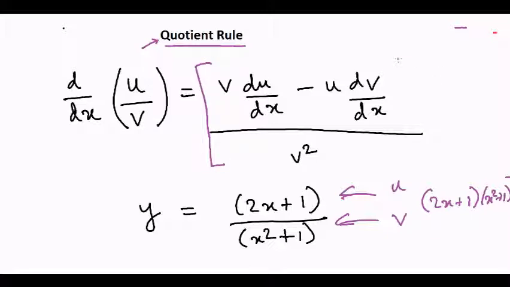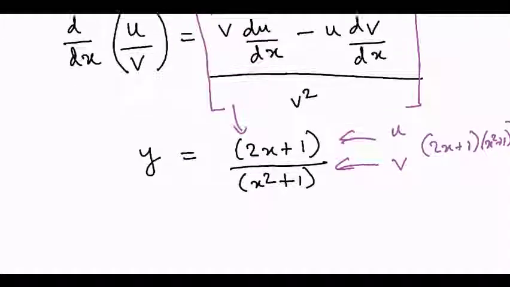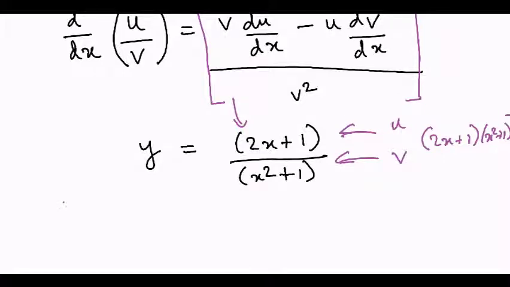There's not much thought gone into how this is derived, but we shall learn how to apply this in our problem. So if you're given y of this form, 2x plus 1 divided by x squared plus 1, we're going to use this quotient rule to find the derivative. Here u is the top function and v is the bottom function. It will always be the same.